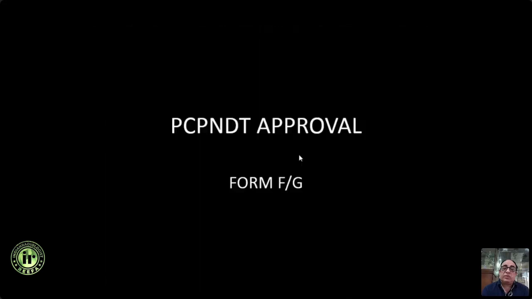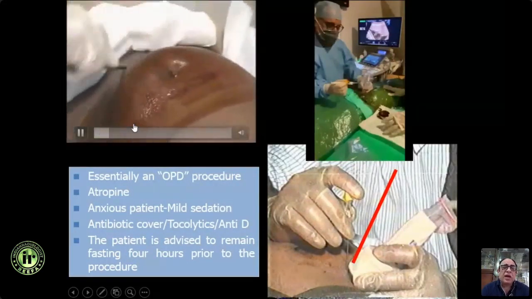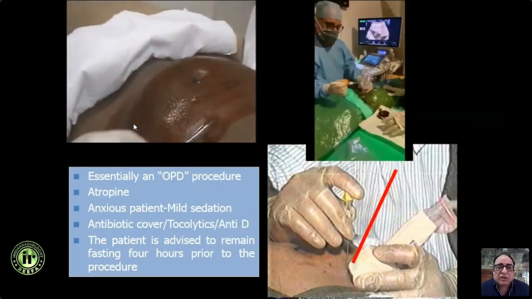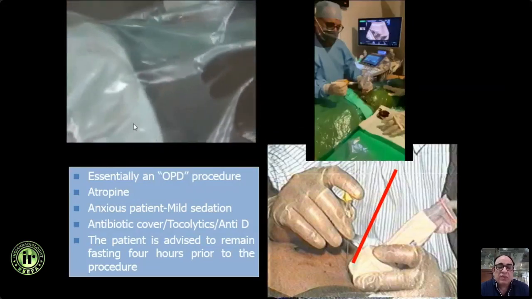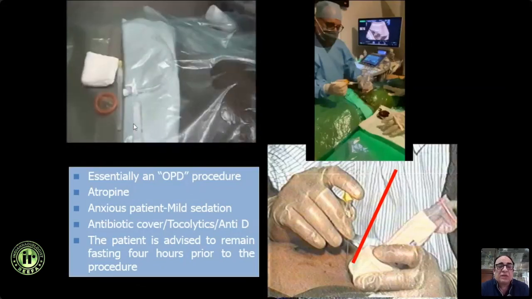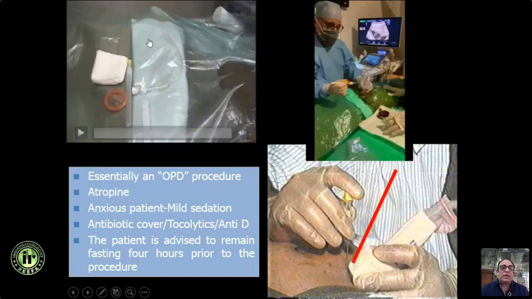So before we move on to any interventive procedure, you, of course, need a PCPNDT approval, and you need to fill out the relevant forms. You then have proper sterilization maneuvers. These are OPD procedures. You can give a mild sedation to an anxious patient if she so desires, but at most times, just communication is enough. We then prepare the patient with proper sterility.